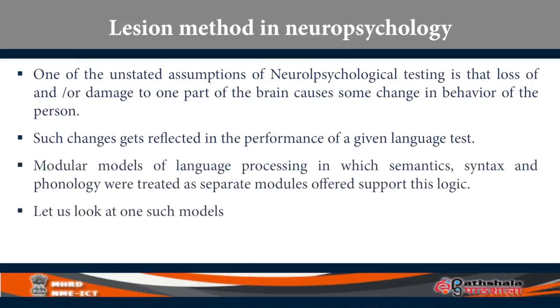So in modular models, you have one box representing semantics, one representing phonology, input phonology, output phonology, and then of course there are arrows connecting these boxes. But neuropsychology paid more attention to the boxes rather than the arrows. That is, how the information is transferred from one to the other they have not paid as much attention to as to what is contained in each box. Alright, let's look at one model.